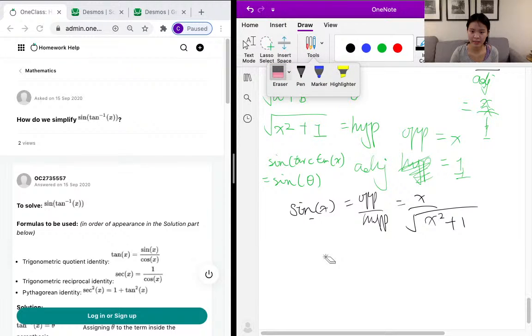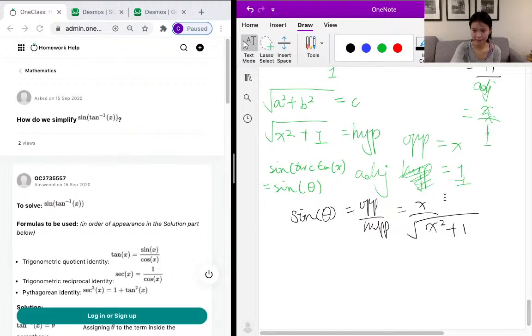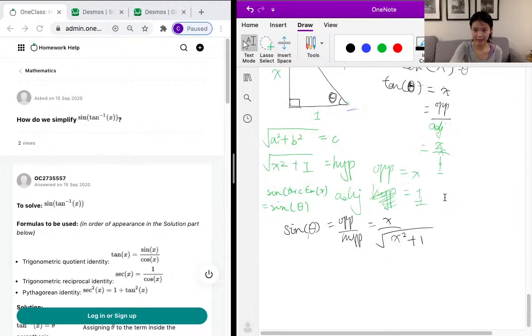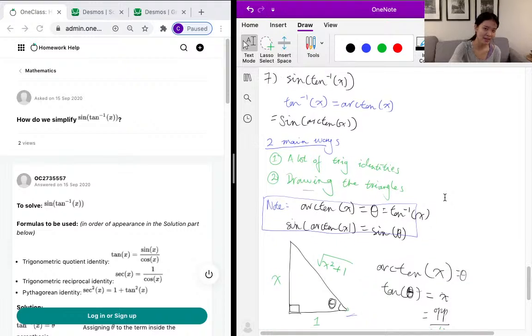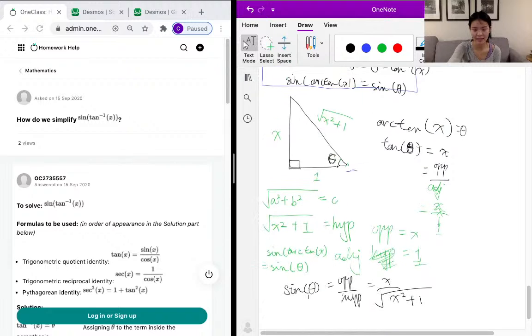So sine of theta, let's write sine of theta up here. The sine of theta, in other words the sine of the arctangent of x, is just equal to x over the square root of x squared plus 1, and that's our final answer. That is kind of a long solution, but I guarantee you that it's easier, more straightforward, and makes much more sense compared to using a lot of trig identities.